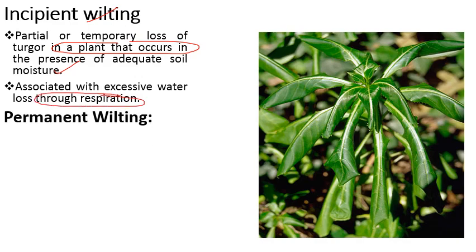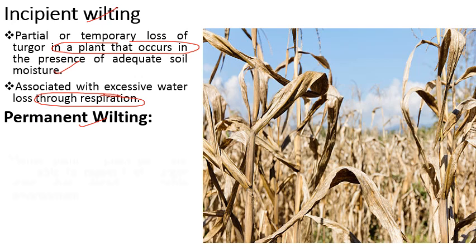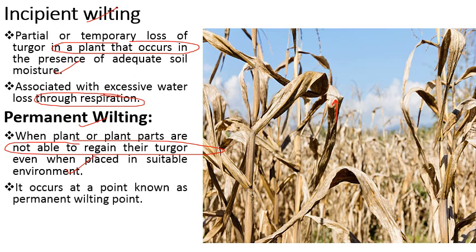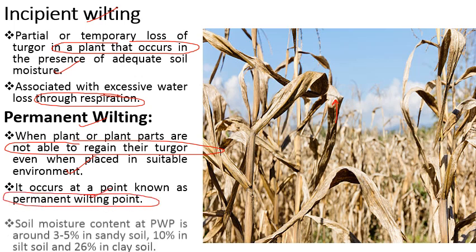Then next comes permanent wilting. As the name indicates, it is when the plant parts are not able to regain their turgor even when they are placed in a suitable environment. When plant parts do not succeed in reviving their original shape when placed in suitable conditions, that condition is known as permanent wilting. It occurs at a point, and that point is known as the permanent wilting point.